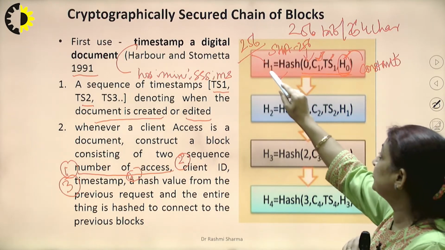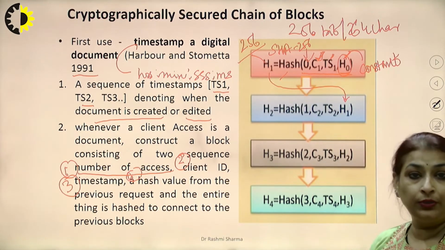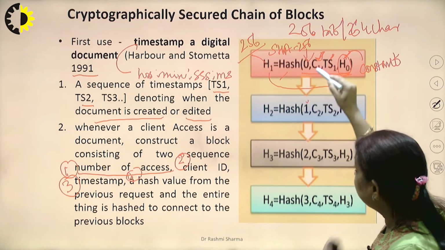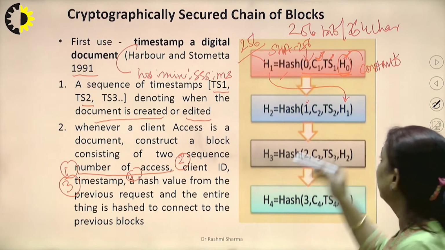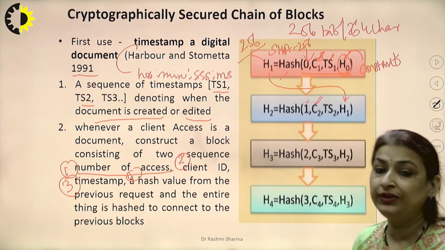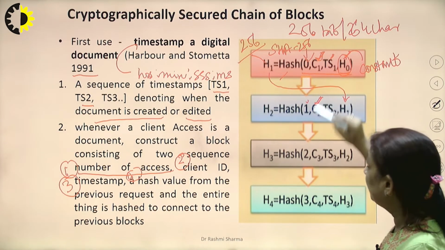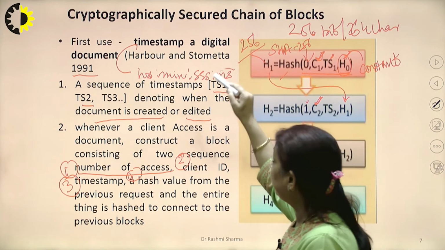Now we are using this previously generated hash in the next hash to be generated. This is the first access. Here it was 0, so we are sequentially increasing that value. Then the client can be a different client, or you can have the same client also. Here we have taken a different client, so you can have a client C2. Obviously the timestamp would change because we are considering milliseconds also.